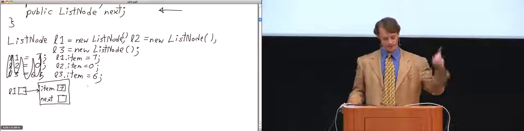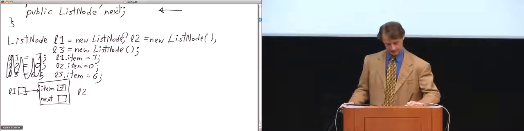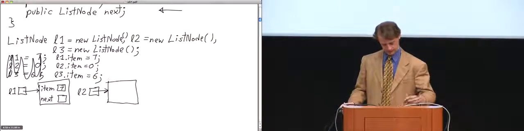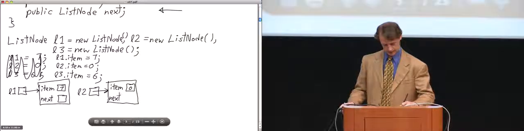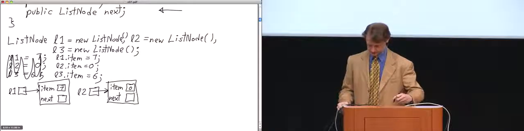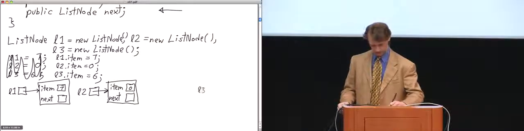So these lines of code, now that we've got it right, will again construct 3 list node objects. And we set the item field of the second one to 0. I'm deliberately leaving some space between the second one and the third one that we'll use later.